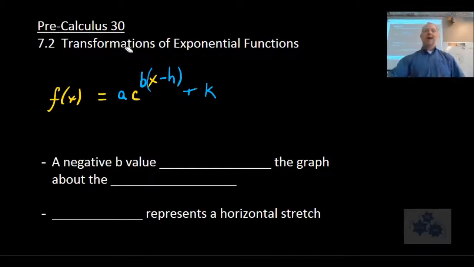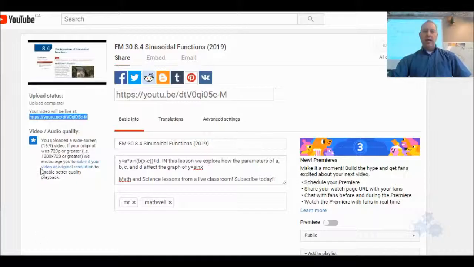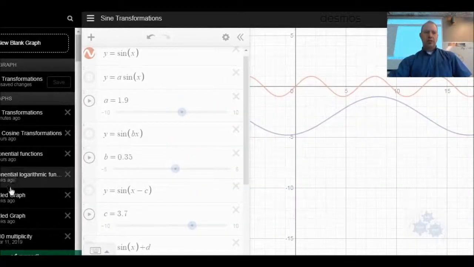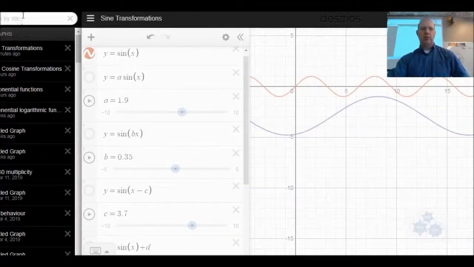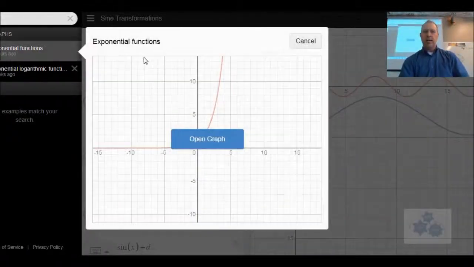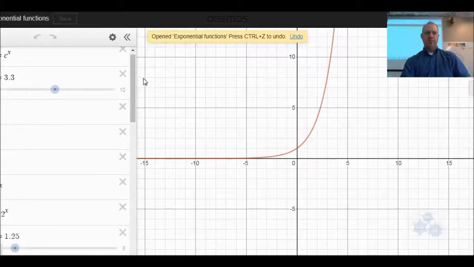We've also talked about transformations and the parameters. If we change the values for a, b, h, and k for other functions, we've seen how they've been stretched, they've been translated, right? And so we can apply all of these different parameters to an exponential function as well. So I'm going to head over to Desmos here somewhere and let's try and find exponential functions. Here we go.